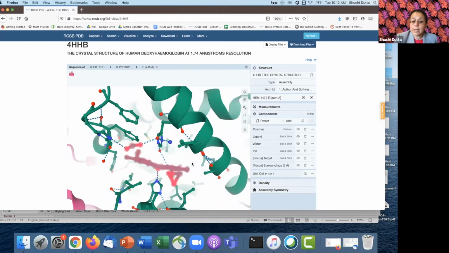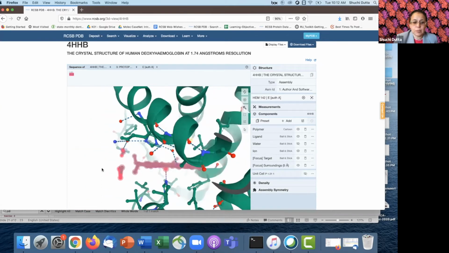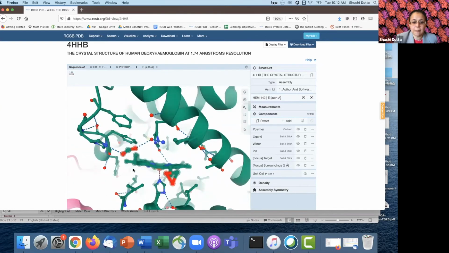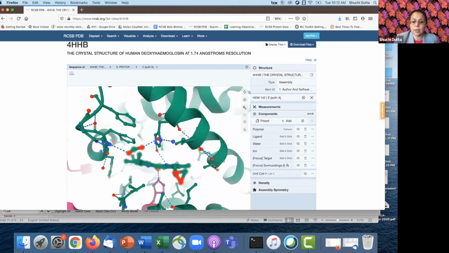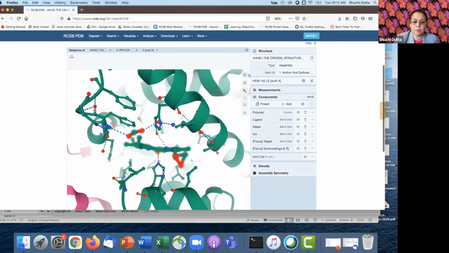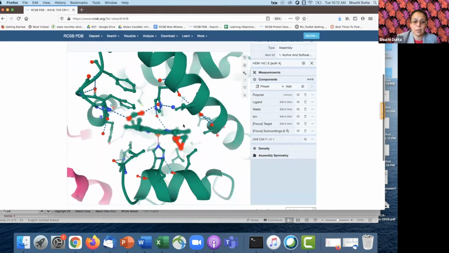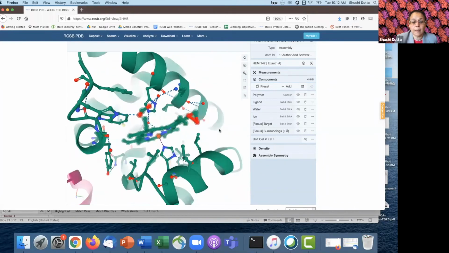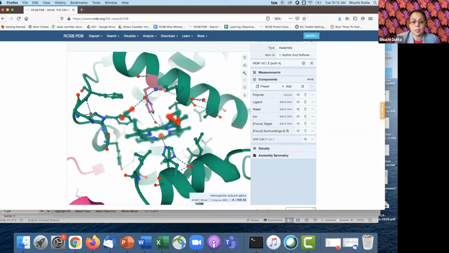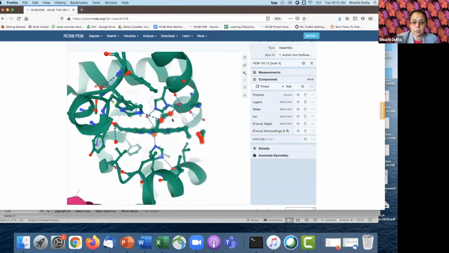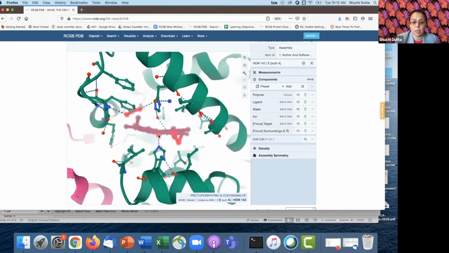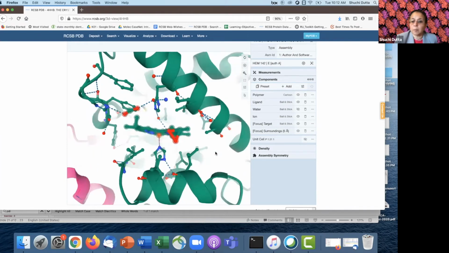So anybody unable to do this, please write in the chat box. And so once you're here, you can actually mouse over the residues shown and see this histidine, 87, is what we were looking for. This is forming a coordinate bond with the iron in the heme. And there's another histidine here, but that's the distal histidine. That's not what we are looking for. That's not coordinating the heme. So everybody with me so far?